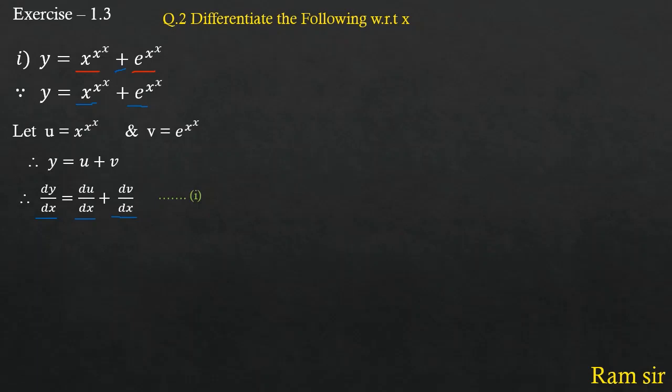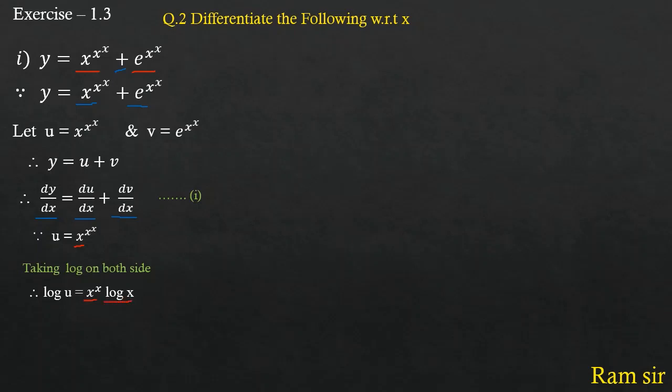So let's continue by taking the derivative of u, which is x raised to x. As we are observing, we have x raised to x, meaning variable raised to variable. So we apply log on both sides. As soon as we apply log on both sides, it becomes log u is equal to whatever is in the power comes in multiplication, x multiplied by log x.